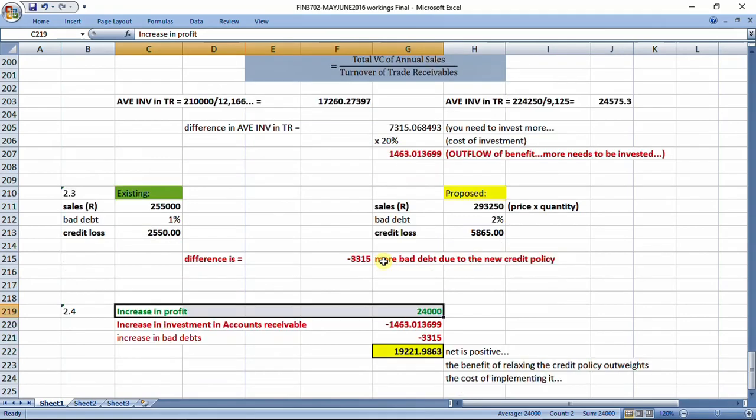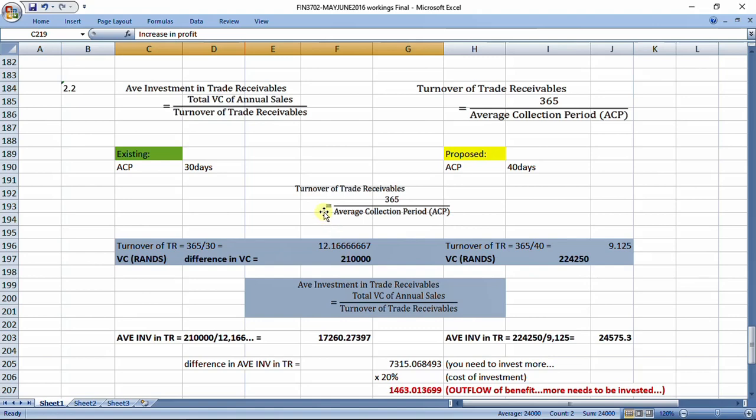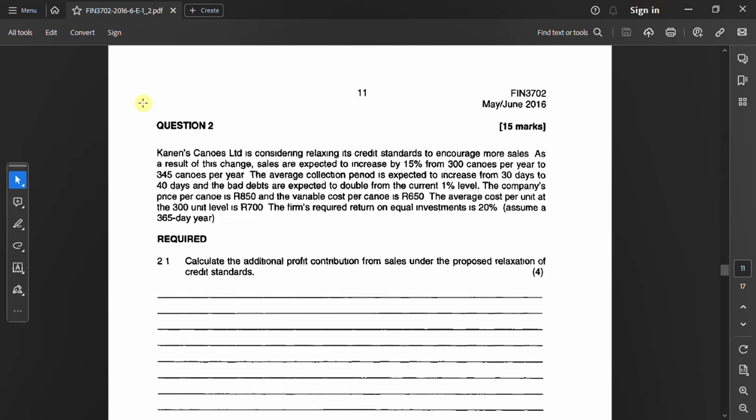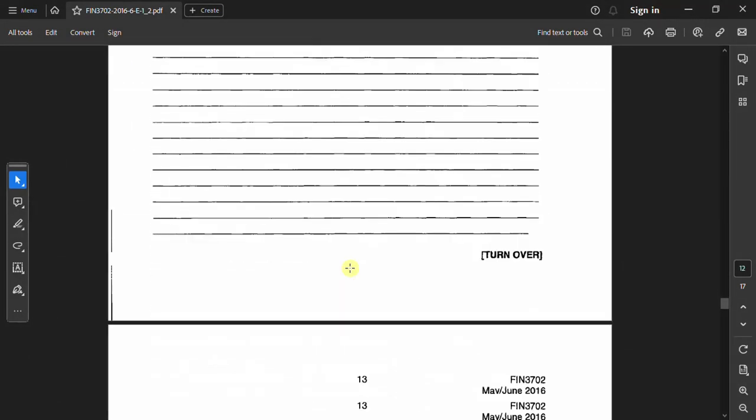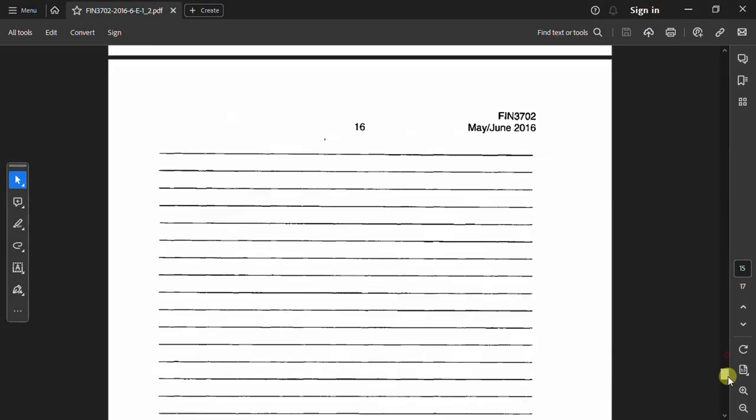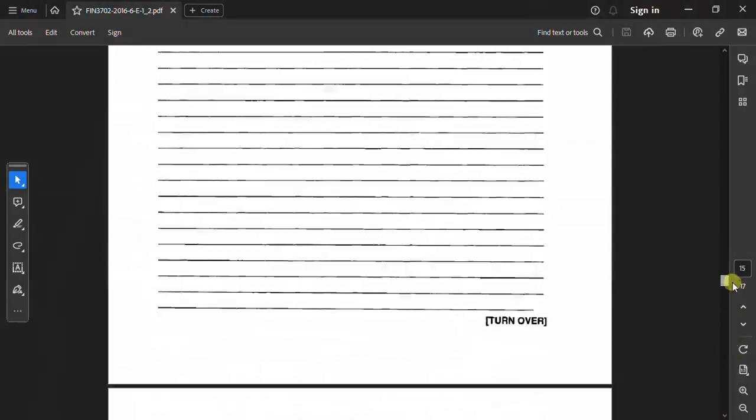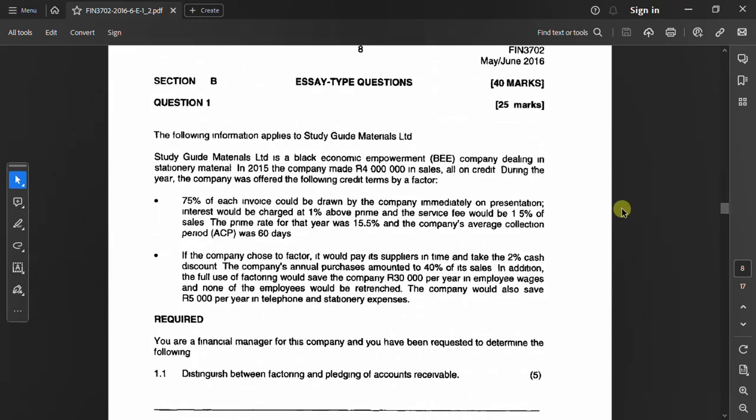If I summarize, the last question asked you to summarize and make a decision. Plus 24 minus 1.4 minus 3.3 gives you the 19. The net is positive, so the benefits outweigh the disadvantages. You're going to get more from this change in credit policy than you're going to lose out on. So the cost of implementing it is not as high as the benefit of implementing it. Our sales are definitely going to offset the investment in trade receivables and bad debts.